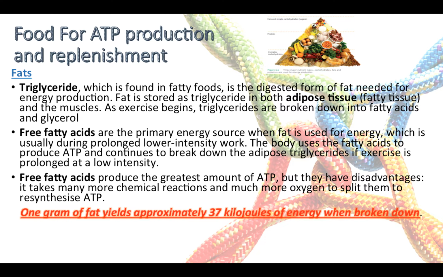We know this as, for example, going for a run to lose weight. The whole idea behind that concept is that we are using our fat stores to produce our energy source. And that way, we're starting to burn the fat. However, 1 gram of fat yields approximately 37 kilojoules of energy when broken down. So that needs to be taken into consideration as well. In other words, it takes many more chemical reactions and much more oxygen to split them and resynthesize that ATP, which as athletes, we don't want.